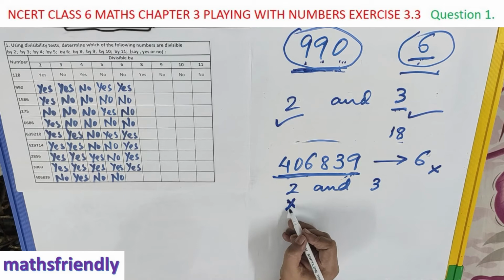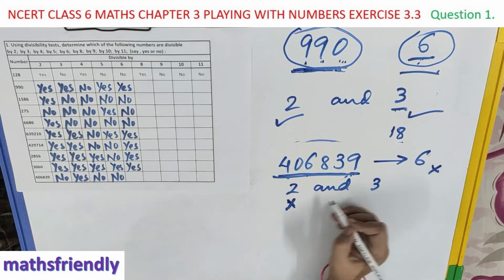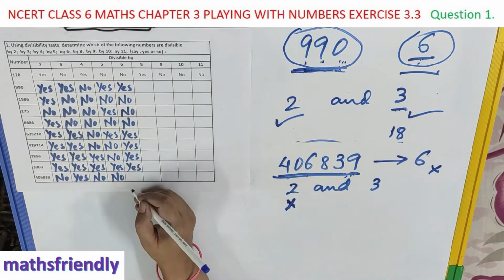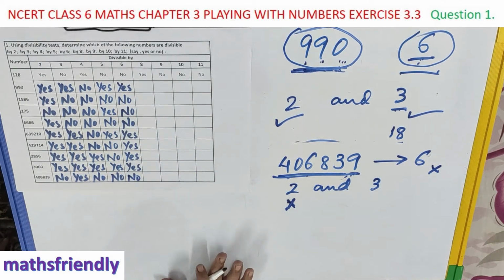Okay, it is not divisible by 2, it means it will not be divisible by 6 because it has to be divisible by both. Okay, to be divisible by 6. So, what will we write? No, this number is not divisible by 6.